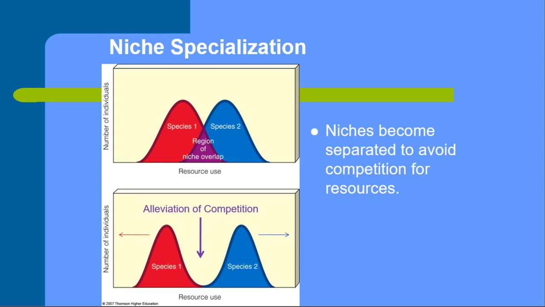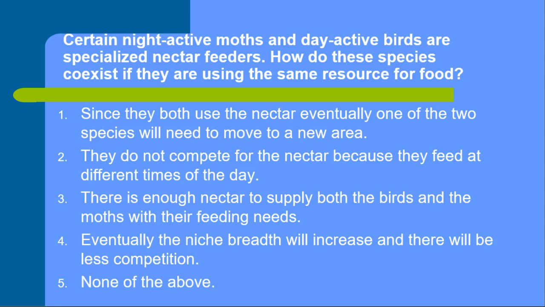All right, so the only time you have an alleviation of competition is where you have no region of niche overlap, right? So this question: certain night active moths and day active birds are specialized nectar feeders. They are exploiting the same food source. So how do these species coexist if they are in competition? Since both use nectar, eventually one of the two species will need to move to a new area or will become extinct, right? They do not compete for the nectar because they feed at different times of day. There's enough nectar to supply both the birds and the moths, so they're actually not in competition. Eventually the niche breadth will increase and there will be less competition, or none of these.